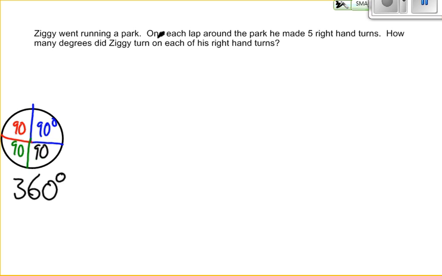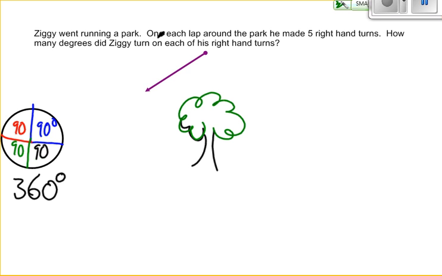And so basically we have this picture here. We have a picture of a park, and I'll draw a beautiful tree for you just to give you that picture. Oh, look at that beautiful tree. Okay, so here's the park. He's going to run around, and we'll give him a starting spot, and we'll say he's starting right here. He goes here, and he's going to take 5 turns.